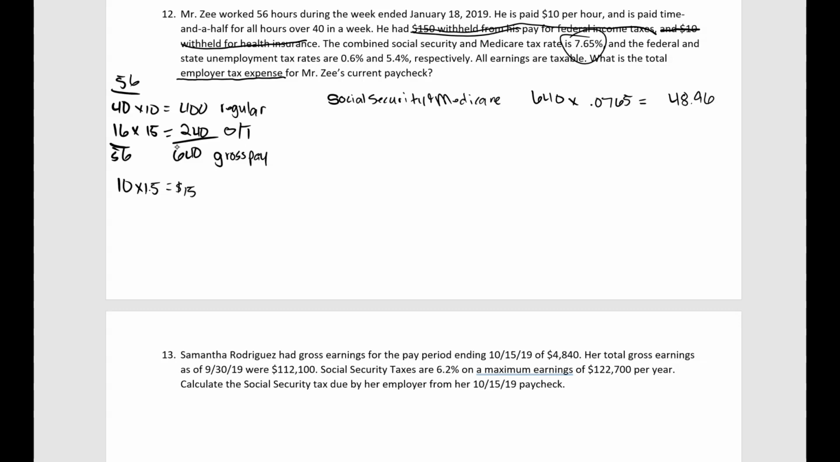Then we have federal unemployment. The employee does not pay, the employer does pay. So that is FUTA, Federal Unemployment Tax Act. And that is $38.40. So we get a total of $87.36. If you pay the FUTA, then they waive the SUTA. That is the total employer tax expense.